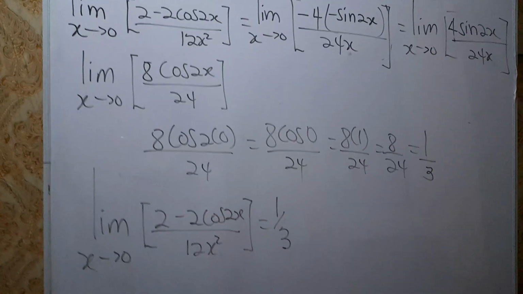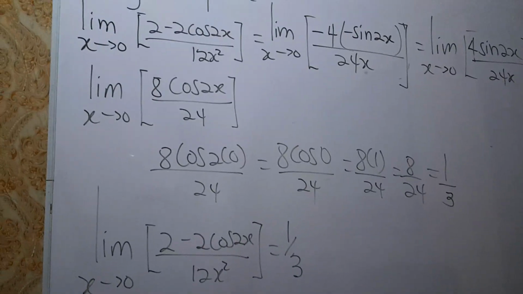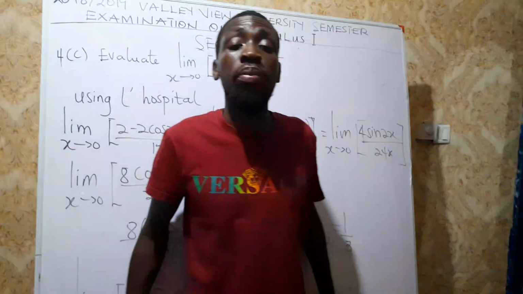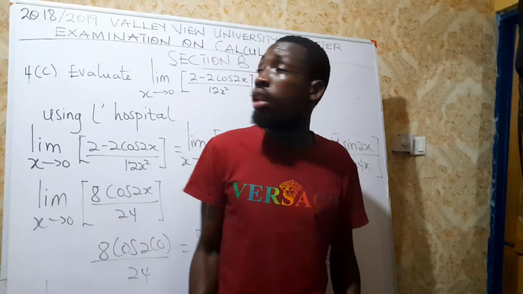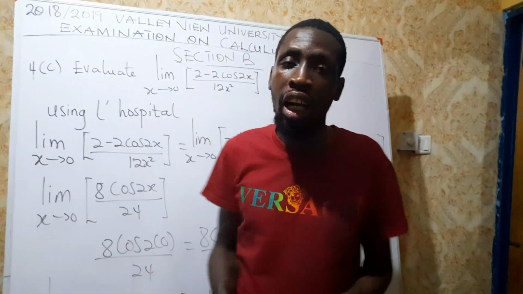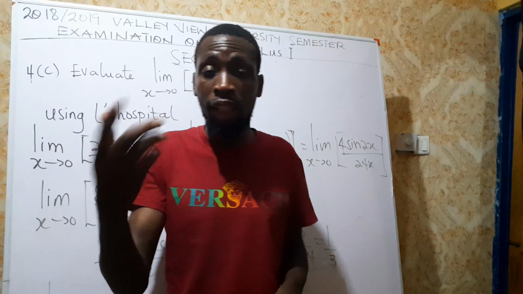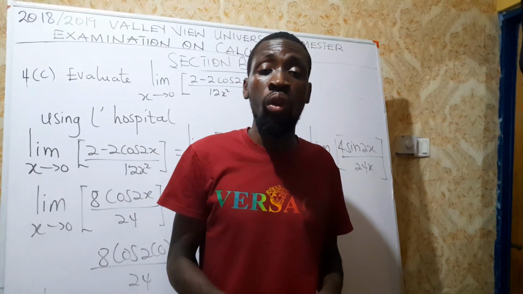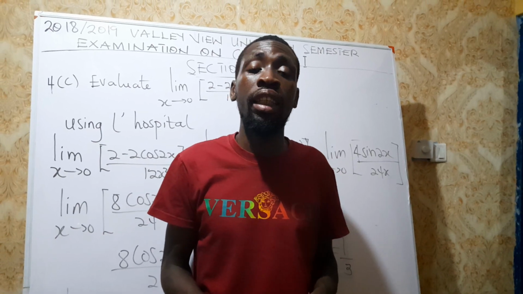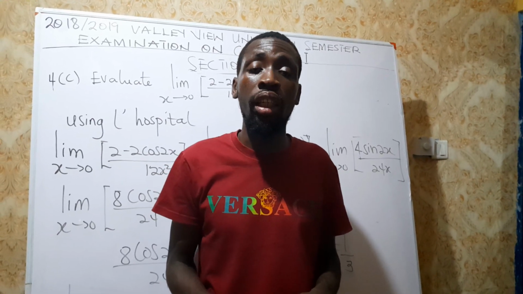So we'll end it here today by solving section B of the 2018-2019 Valley View University Semester Examination on Calculus 1. I urge you to check part 2 of this video on section B, where we solve questions 5, 6, and 7.